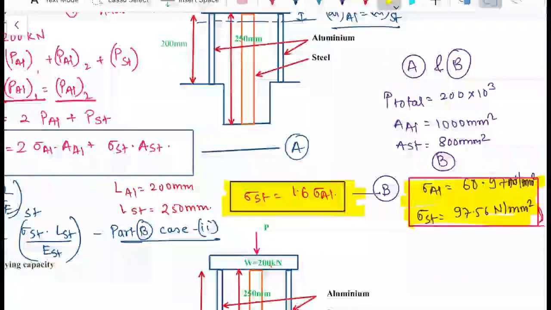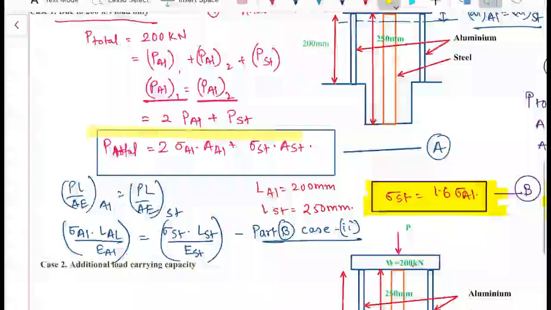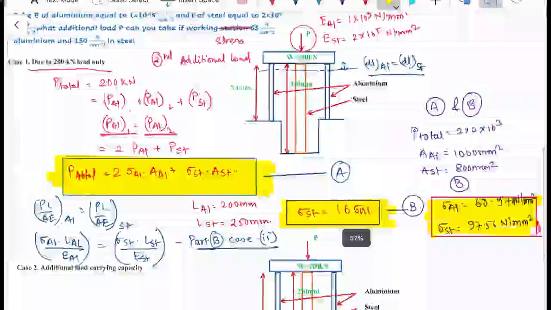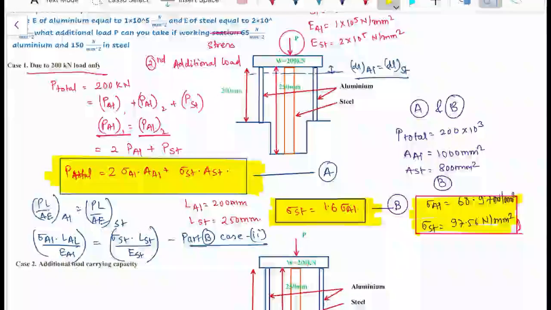So again we will go by our model procedure. We will try to form two equations and find out the stresses in the parallel bars. So this thing is very important. Now this part was very simple. Now let's go to the second part of the problem. We have to calculate the additional load it can take without failure.